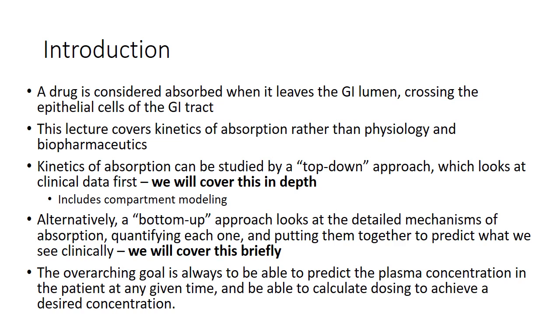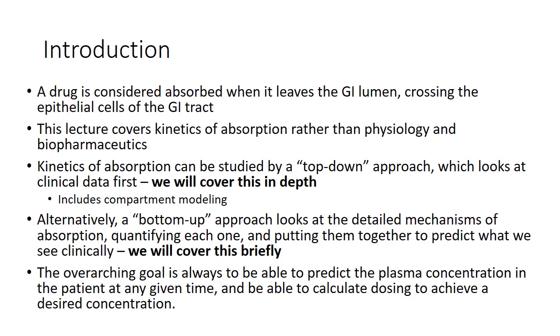So just an introduction here. A drug is technically considered absorbed when it leaves the GI lumen and it crosses the epithelial cells of the GI tract. So just to clarify, the FDA considers absorption when the drug leaves the GI tract and crosses the gastrointestinal epithelial cells. So that absorption technically is not yet in the systemic bloodstream at that point. It's actually going to be technically in the portal vein or the capillaries in the GI tract.